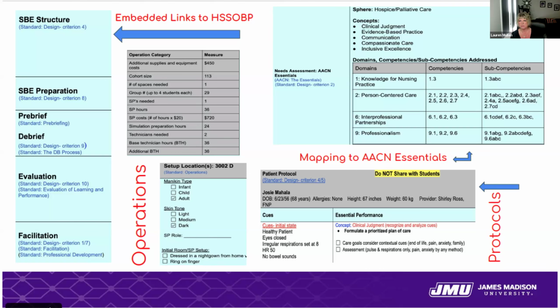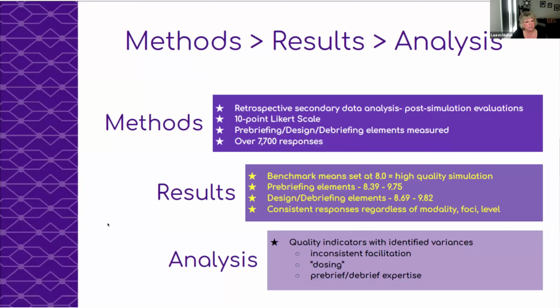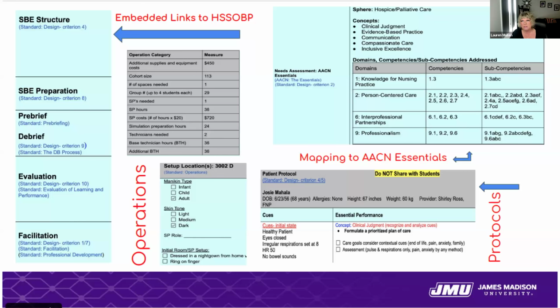These are the new Essentials. So we're mapping to the competencies, domains, and subcompetencies. You can see we have the sphere, the concept, domains, competencies, and subcompetencies. And then we also have the protocol, which captures the concept above, and then the sim objective, and the particular things that meet that particular competency. We call this our patient protocol. This is what our operator uses to actually run the simulation.